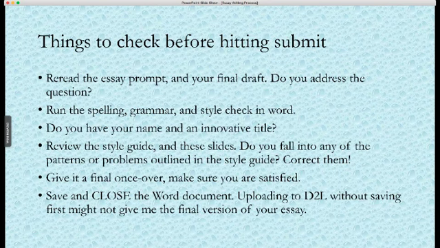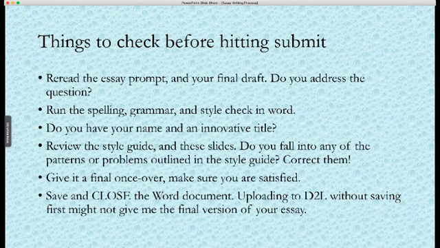Take a look at the essay prompt and reread the whole thing. Then reread your final draft. Do you address the question you were trying to answer? And do you take care of all of the other things on the essay prompt? Next up, in Word, run the spelling, grammar, and style check. Make sure that all of the little squiggly lines, unless they're like somebody's name, go away.